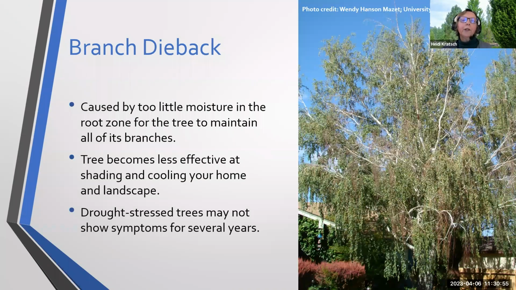But first, I want to talk about what happens when the tree root zone dries out before enough water reaches the branches. Branches that don't get enough water, maybe because the root zone has dried out, or you just haven't provided enough water, or you have very shallow rooting because you're using your lawn irrigation for watering your trees, begin to die back, leaving bare leafless areas that are unable to process the sun's energy for growth. In other words, they can't photosynthesize. They can't make their own food. So these trees become less effective at providing shade and at cooling our landscapes. And it often goes unrecognized early on because trees may not show drought stress symptoms for several years. So you may not know your tree's under stress until it's almost too late.